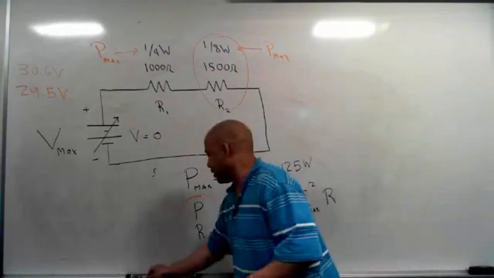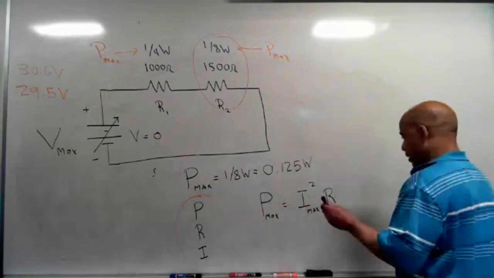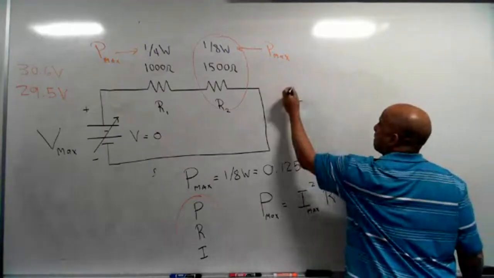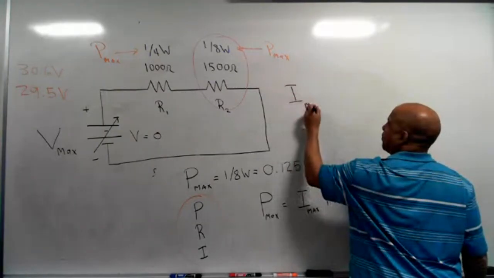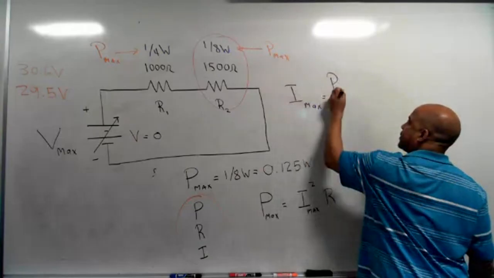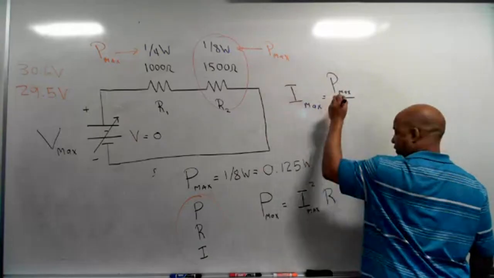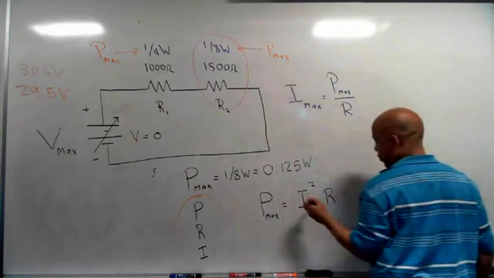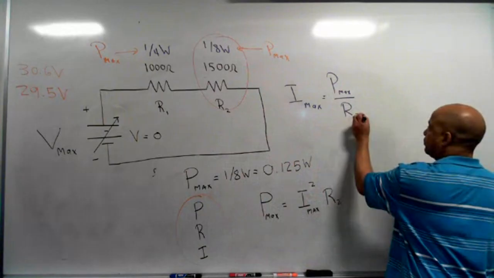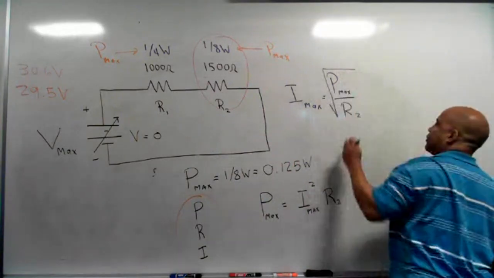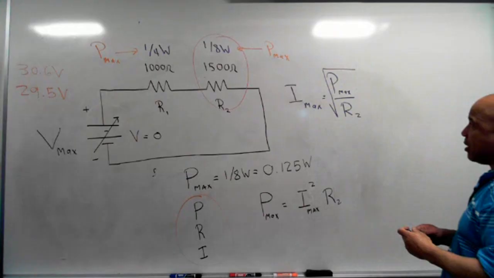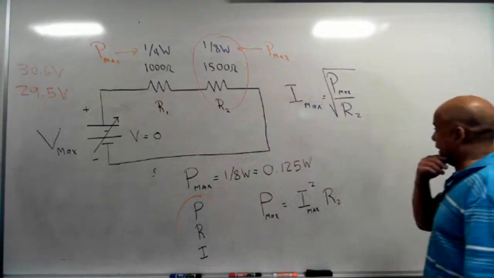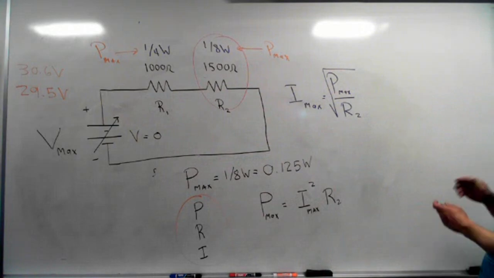So let me change color here, pen. Just like before, I'm going to take I max. It's going to be P max divided by R, let's say R2, and I'm going to square root that. So that should do it. That'll give me my current. And then we can use that current and Kirchhoff's voltage law to get my V max. So let's go ahead and solve that.